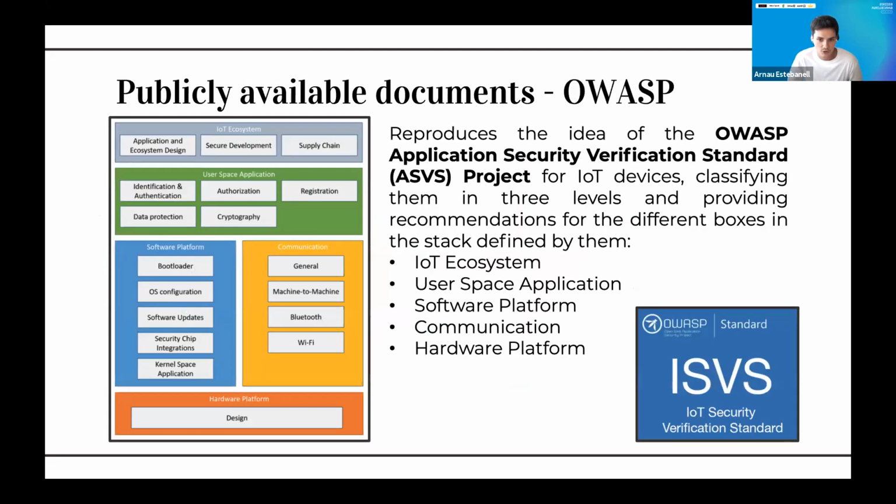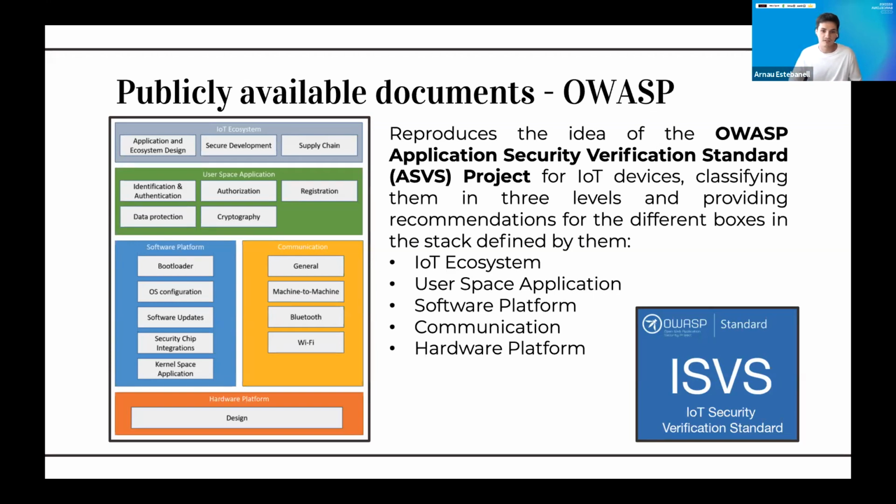The last document that I wanted to show is the IoT security verification standard. For those of you who come from an application security background, you probably know the application security verification standard from OWASP, which essentially classifies web pages in 3 different levels and then suggests security requirements to make them secure. This ISVS document follows the same approach.